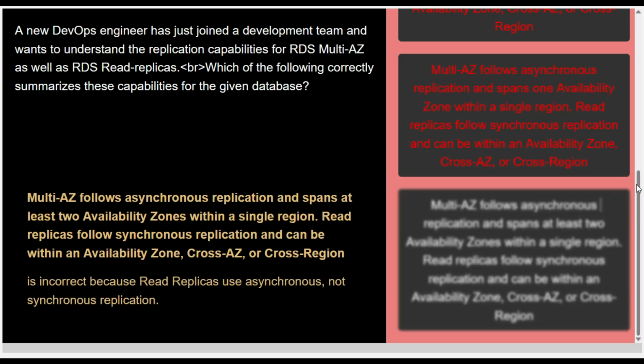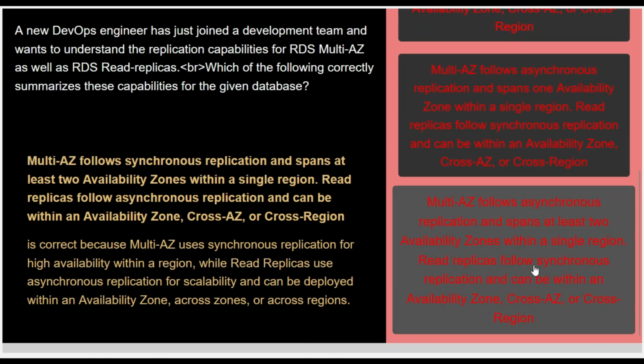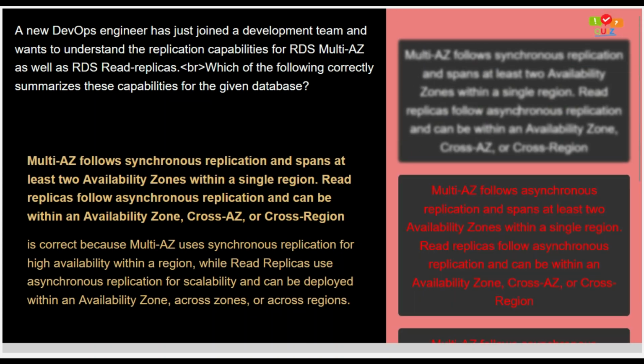Okay, multi-AZ follows asynchronous replication and spans at least 2 availability zones within a single region. Read replicas follow synchronous replication and can be within an availability zone, cross-AZ or cross-region. So this option number 4 is incorrect because read replicas use asynchronous, not synchronous replication. Okay, so this option is also wrong. I think you can see now. Yeah. Now let's go to option number 1.